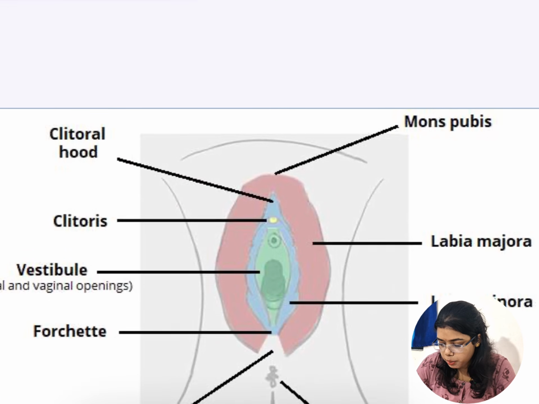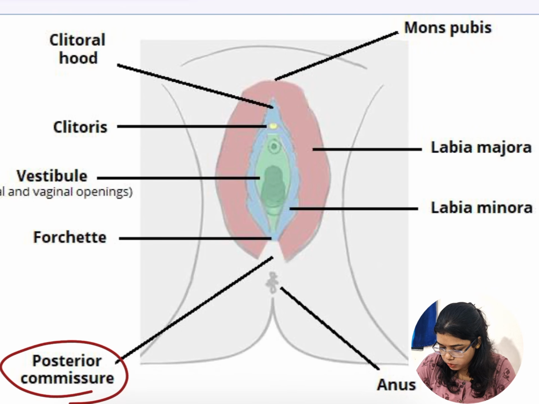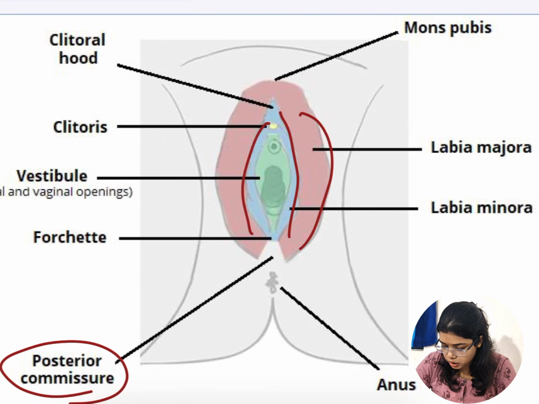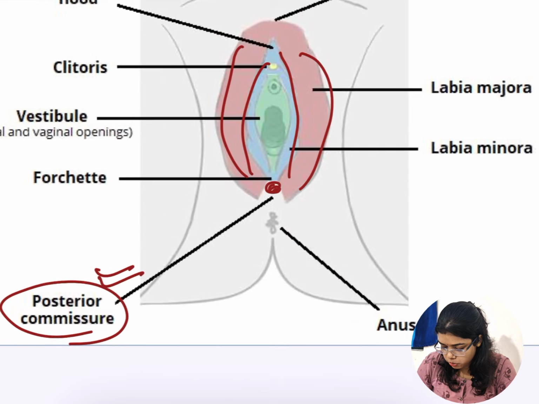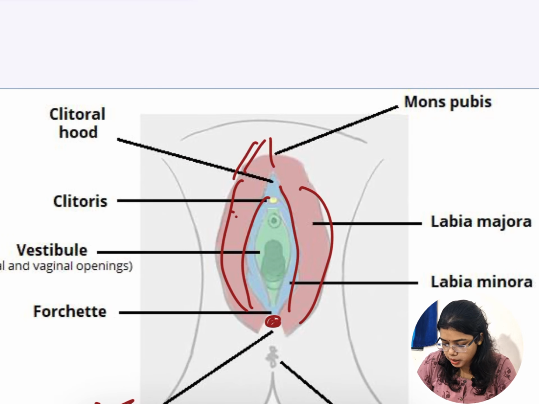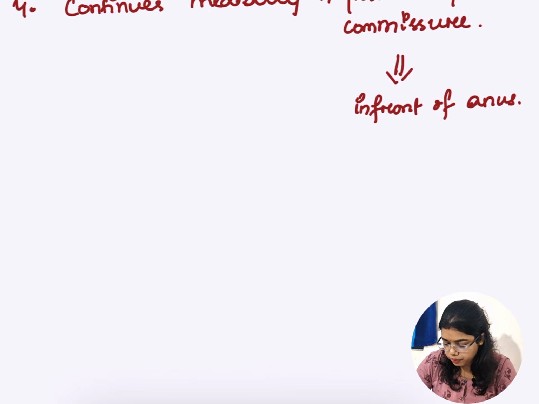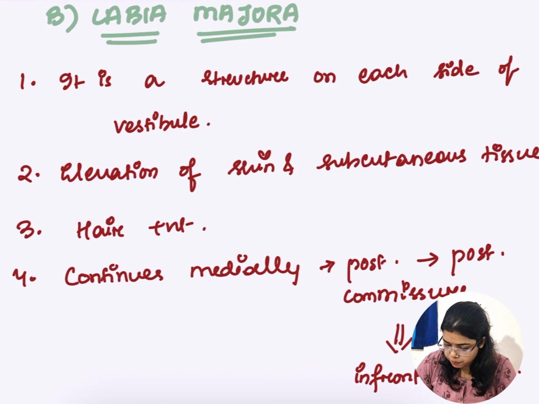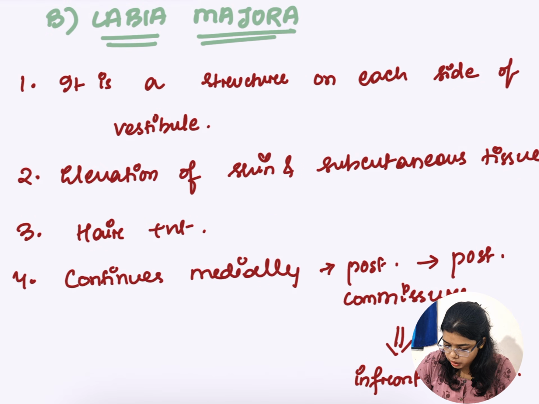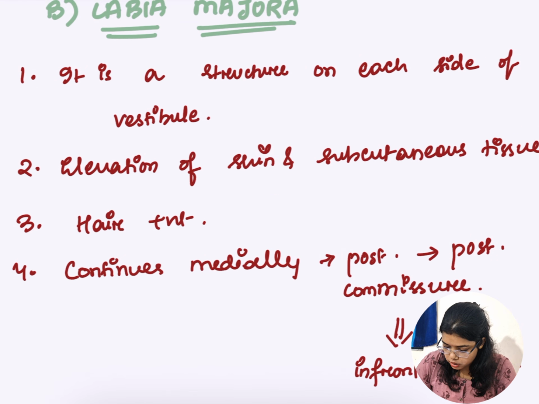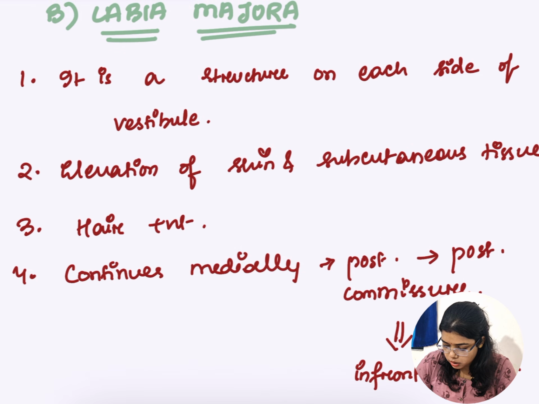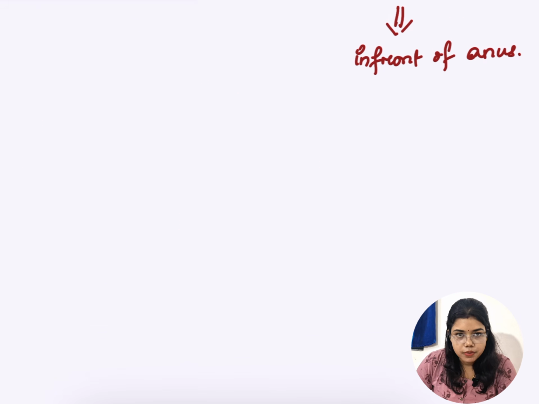Fine, just remember the diagram here. What I've told you, here is the posterior commissure, this is the labia majora. This joins posteriorly to form the posterior commissure, and anteriorly it merges with the mons pubis. Then next, write this much: labia majora continues medially and goes posterior to form the posterior commissure in front of the anus. So it's complete.